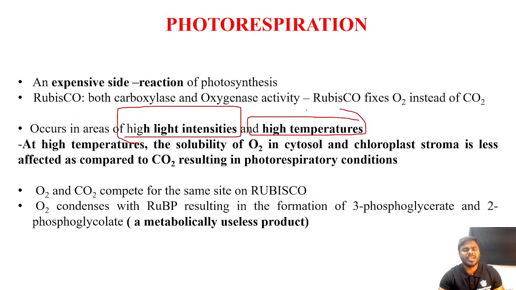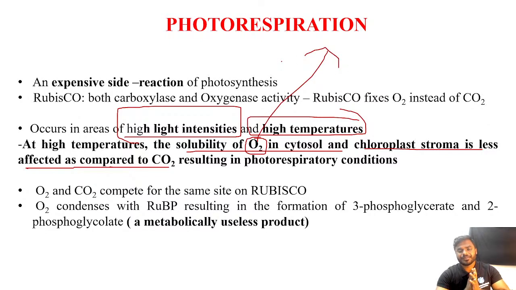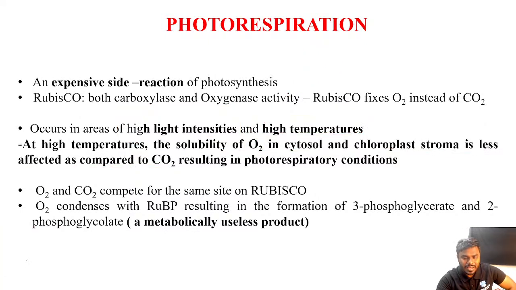Now you can ask me, sir, what is happening at high temperature? Listen, my friends, understand this beautiful line. At a high temperature, the solubility of oxygen in the cytosol and chloroplast stroma is less affected as compared to CO2. What do you mean by that? When the temperature is high, carbon dioxide will be completely solubilized. Then what is available? Only oxygen. Oxygen is not completely soluble, while carbon dioxide is completely soluble. Then oxygen is left, so obviously Rubisco will fix undoubtedly oxygen.